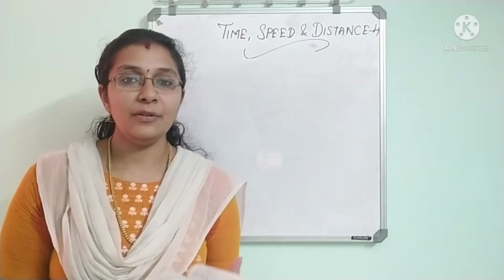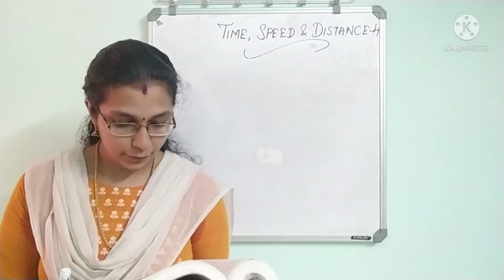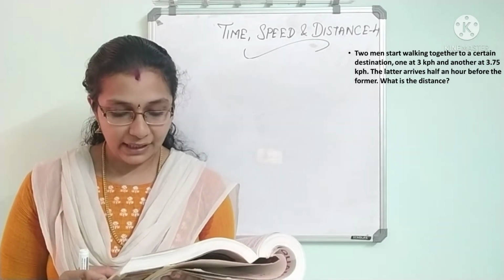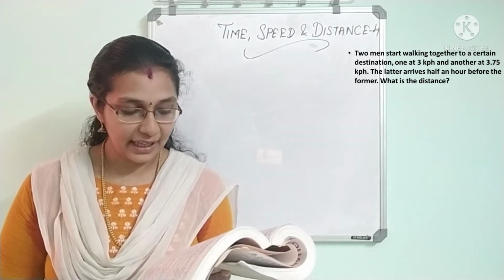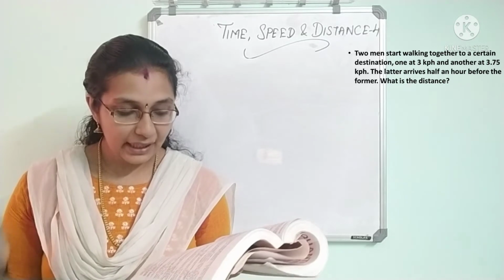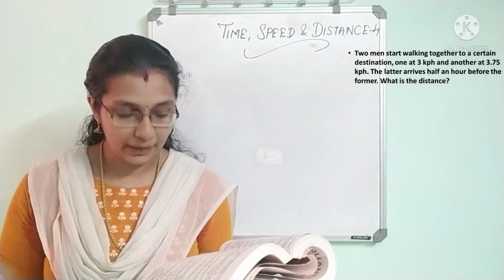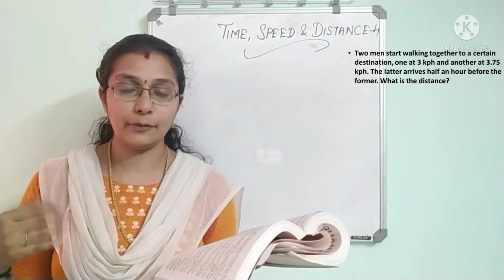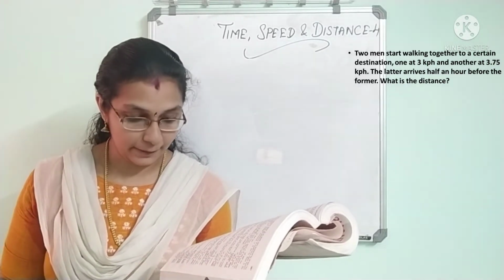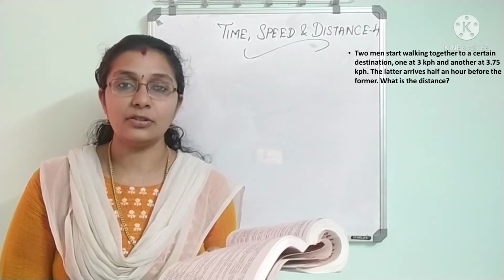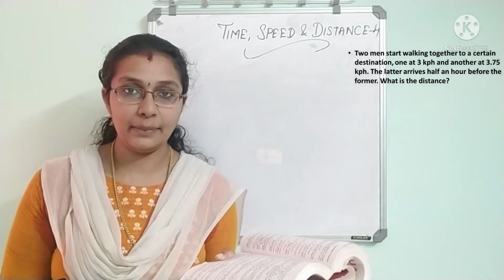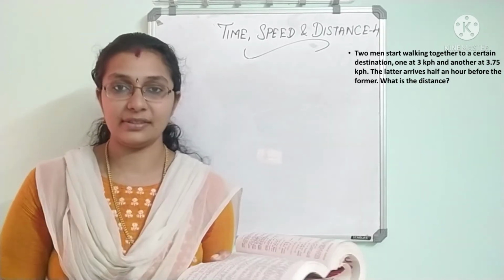Okay? Yes. Now we'll go with a similar type of question. Two men start together to walk to a certain destination. One at 3 km per hour and another at 3.75 km per hour. The latter arrives half an hour before the former. Latter means the second person and the former means the first person. Okay. So their time difference is half an hour. The distance is, so they are asking us to find the distance. I want you to solve by the traditional method as well as the shortcut, and then cross check with my video.